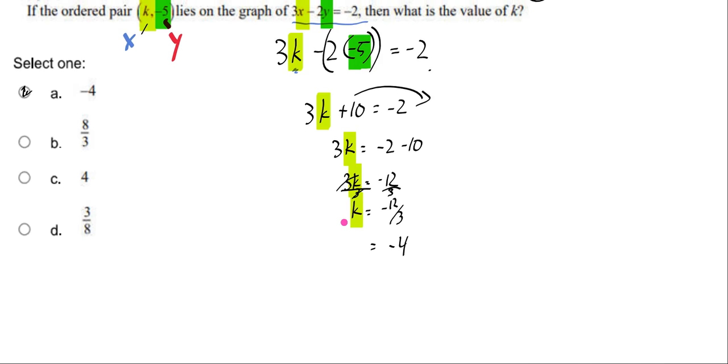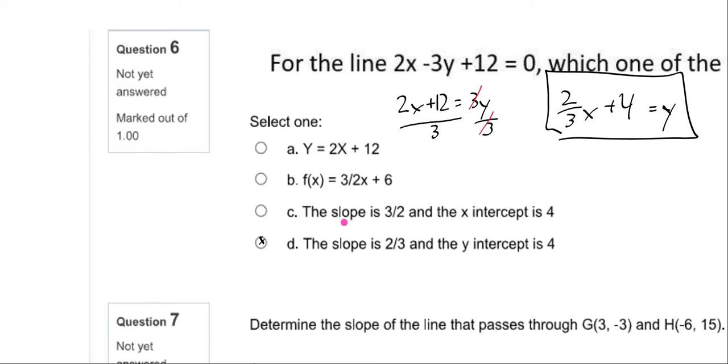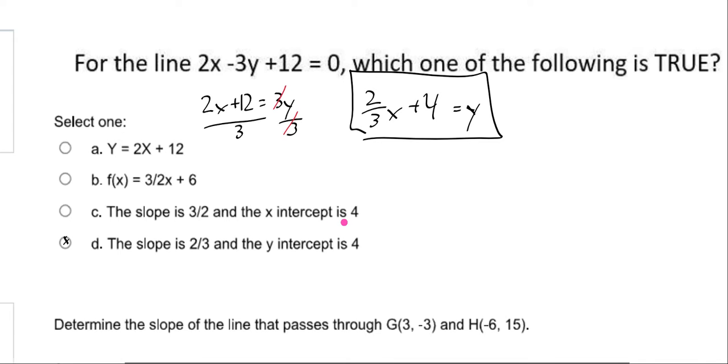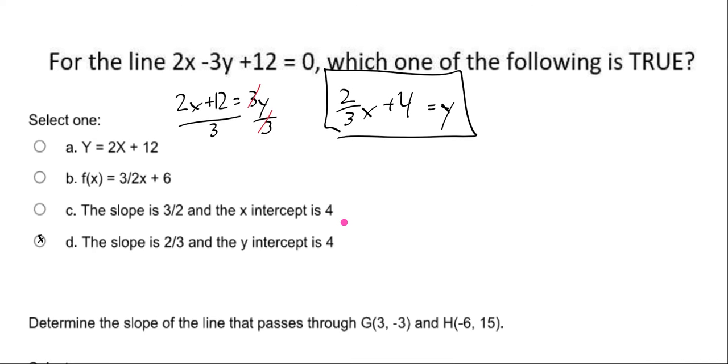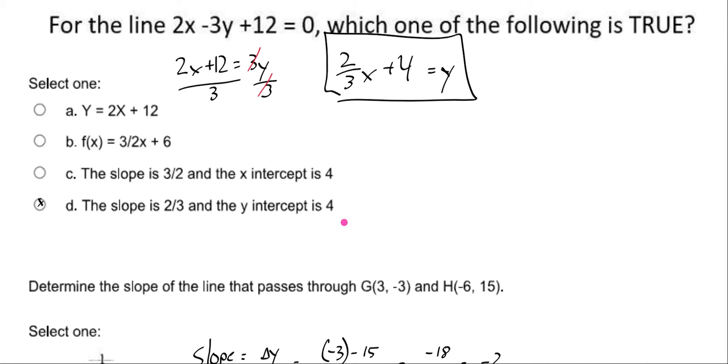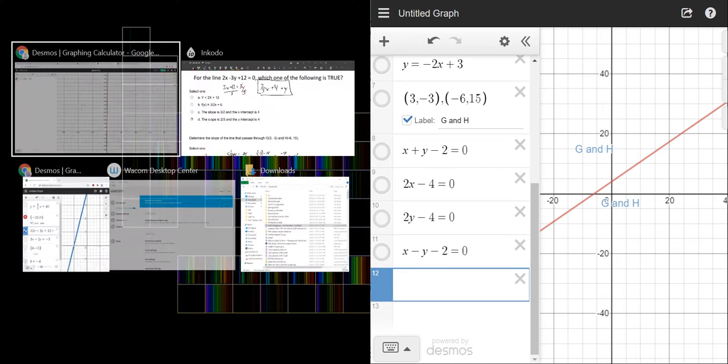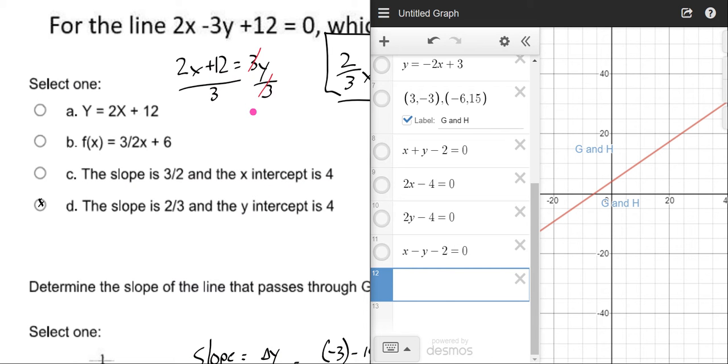For all of these ones, we can also take a look at the graph of them to see, are we on the graph? Plotting them on a graph is a really good way to check your work. Here we've got, for this line, 2x minus 3y plus 12 is 0. Which of the following is true? So we can check. We can test it in two easy ways. Well, one more easy, the other one less easy, but still both possible.